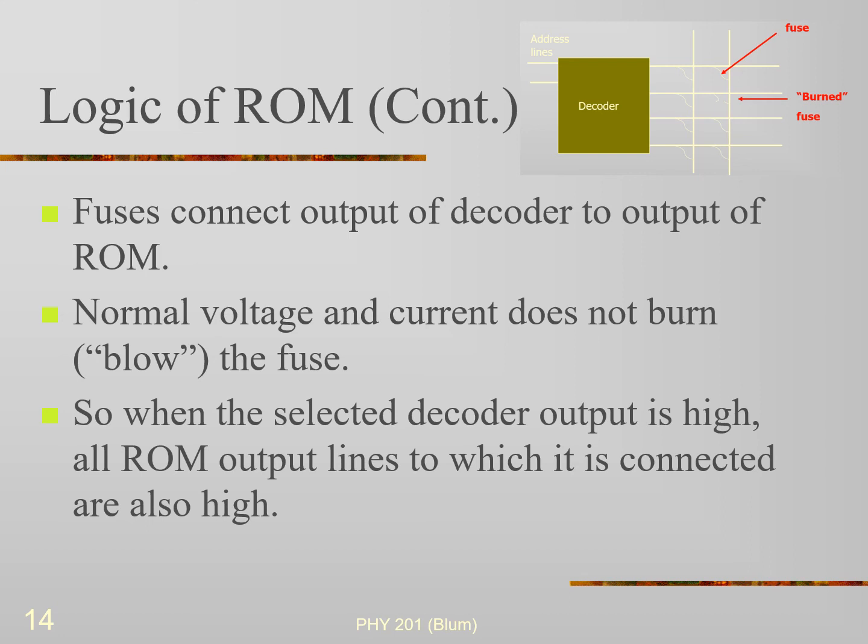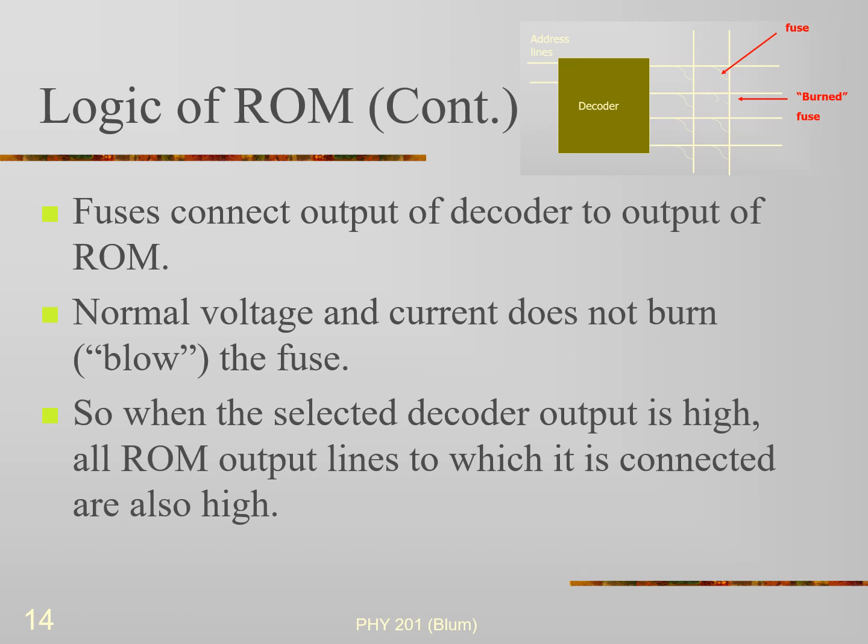So we have the address fed into the decoder, and then you have the output of the decoder, which are these horizontal lines. Then the output of the decoder is attached to the output of the ROM, which are the vertical lines, through the fuses. And the fuses may be connecting or not connecting. They may be blown or not. And the normal voltage and current operation does not affect the fuses. You need a higher voltage to blow a fuse.